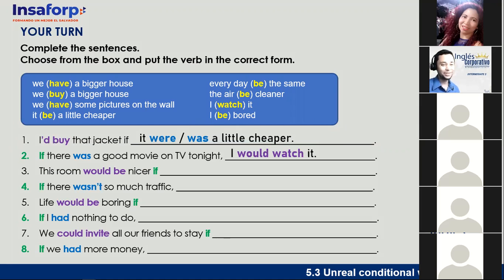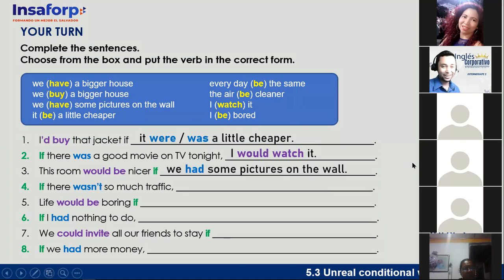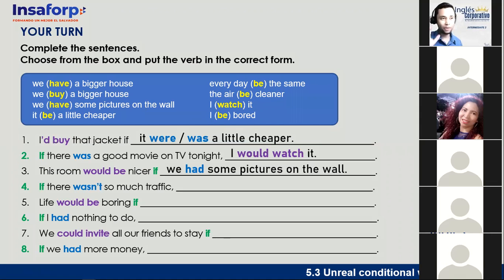Nady wants to participate. This room would be nice if we had some pictures on the wall. That is correct. Very good. This room would be nicer if we had some pictures on the wall. ¿Verdad? Este cuarto sería más bonito, o se vería mejor, estaría mejor si tuviéramos cuadros en las paredes. Pero está todo pelón, ¿verdad? No hay nada. Ok. That's right. What about number four?